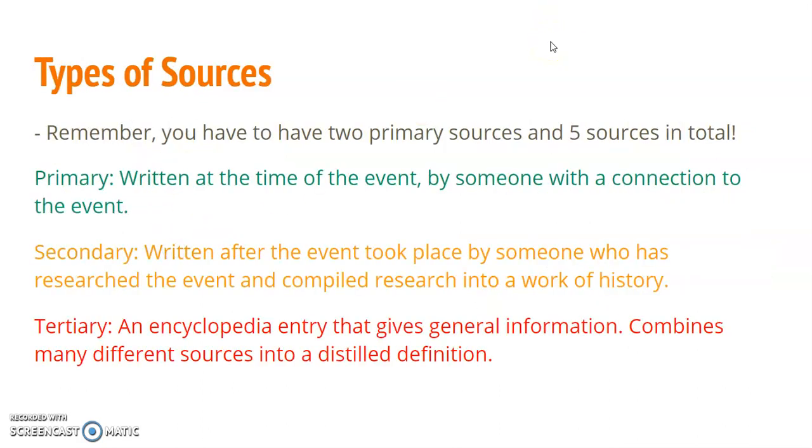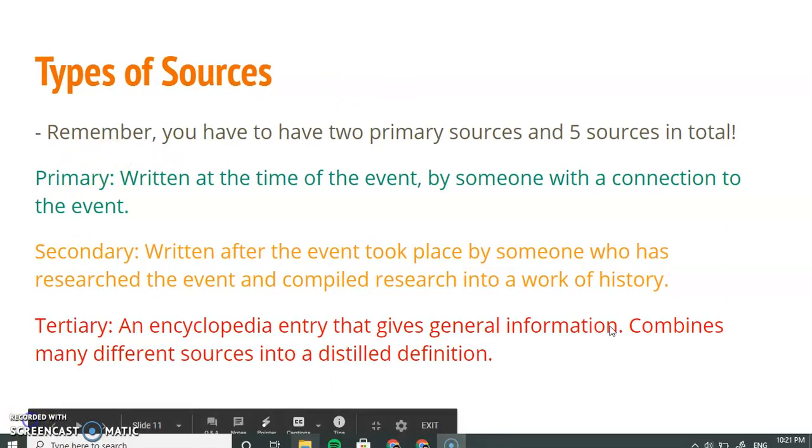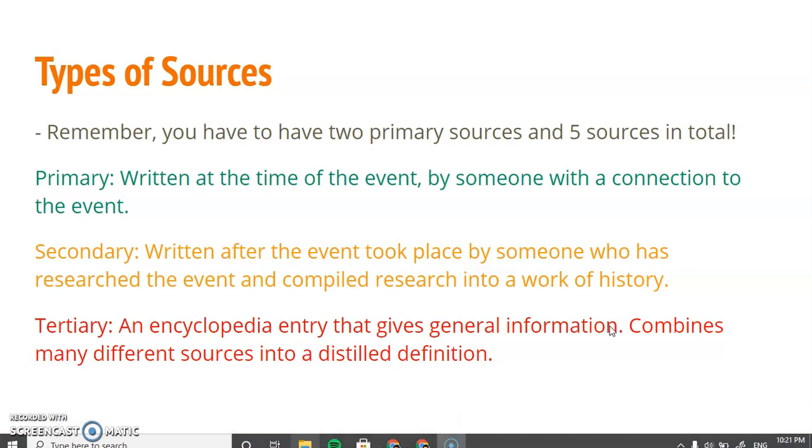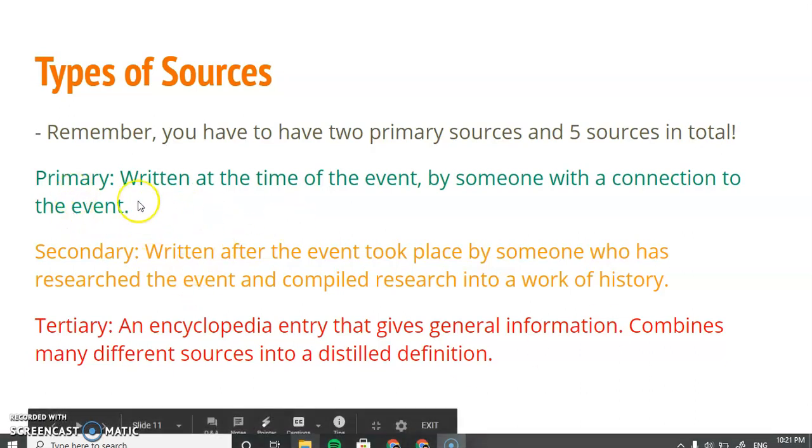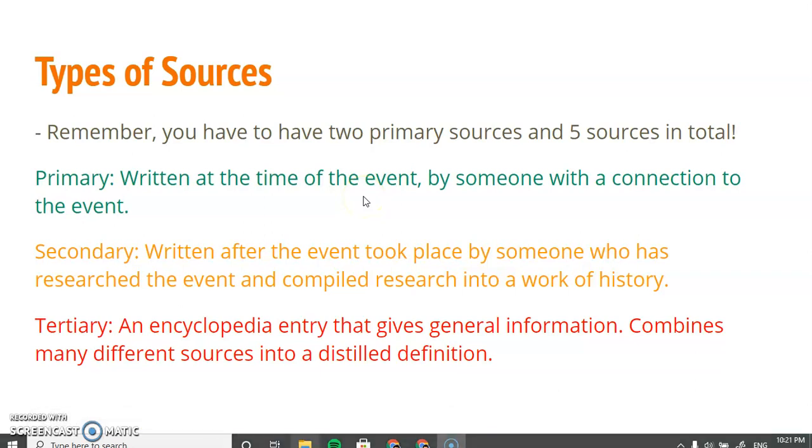So if we remember way back in the beginning of the semester, we talked about the types of sources and why it's important to know about them before we start our research. So with these sources, it's important to know which kind each is. In the green over here, we have primary sources. These are sources written at the time of the event by someone with a connection to that specific event. It's in green because primary sources are the most valuable types of sources we could have for our project. We're going to make sure that we have those primary sources.